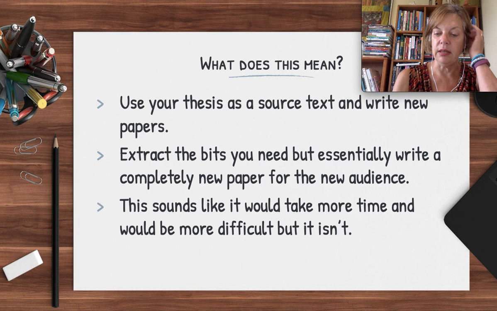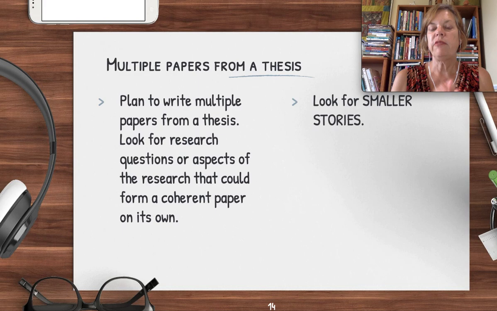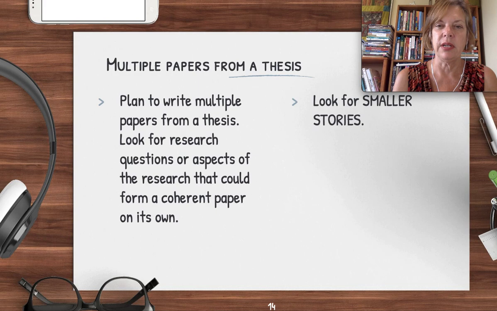So what I would suggest is you do a bit of planning beforehand, and that planning will involve: how many papers can I write from this thesis? So plan to write multiple papers. Look for things like different research questions in the thesis, different aspects, different conclusions that could form a coherent paper on its own. So really what you're doing is you're looking for the smaller stories within that big story.